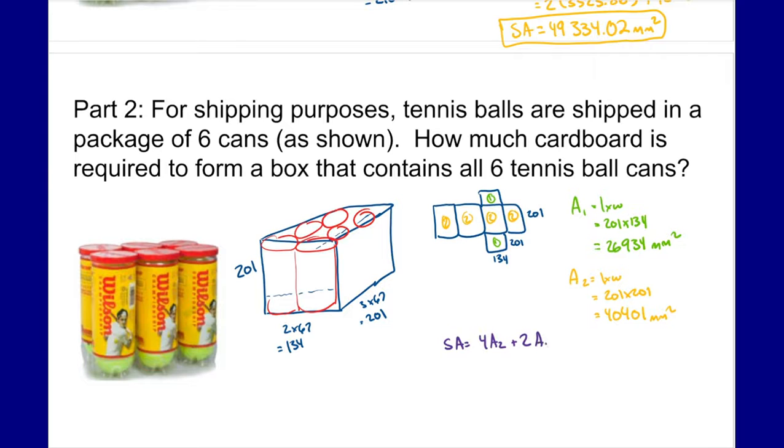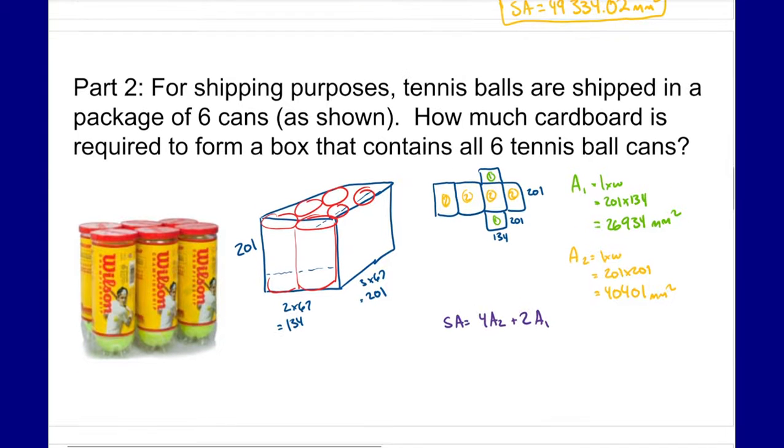And then finally, for the surface area in total, I'm going to take 4 times area 2 plus 2 times the area 1, right, based on how many sides or surfaces that are the same. So 4 times the 40,000. Oh wait, no. I think I may have made a mistake here.